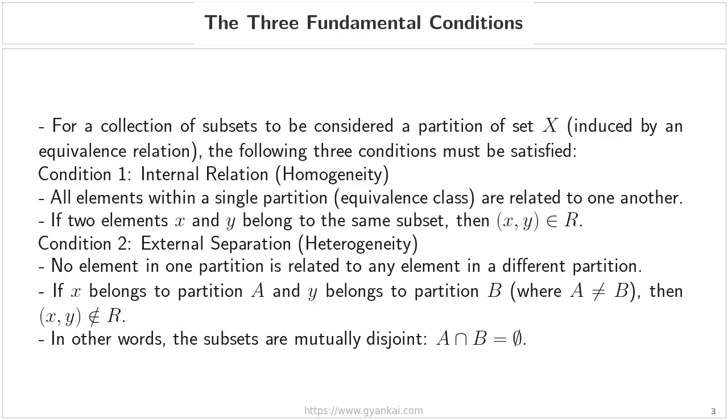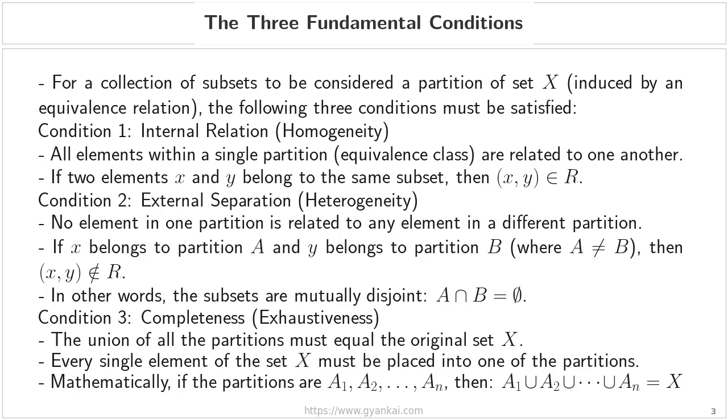Next, we have condition 2, external separation or heterogeneity. This is the opposite of the first condition. It states that no element in one partition can be related to any element in a different partition. Specifically, if X belongs to partition A and Y belongs to partition B, and partition A is not the same as partition B, then the ordered pair (X, Y) does not belong to the relation R. In simpler terms, the subsets must be mutually disjoint, meaning the intersection of set A and set B is the empty set. There can be no overlap between the groups.